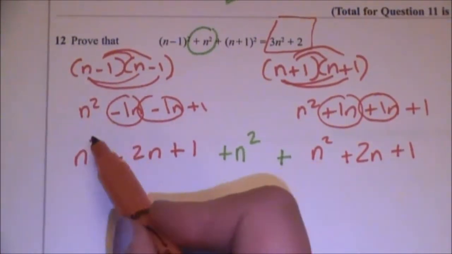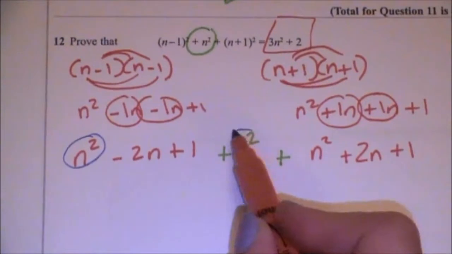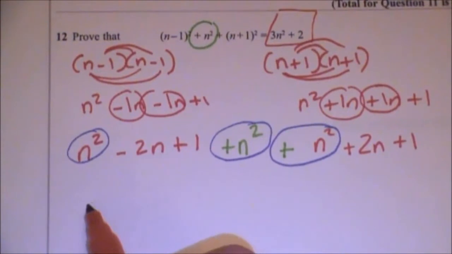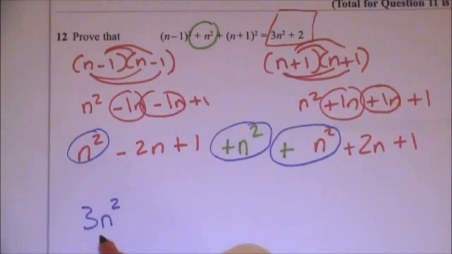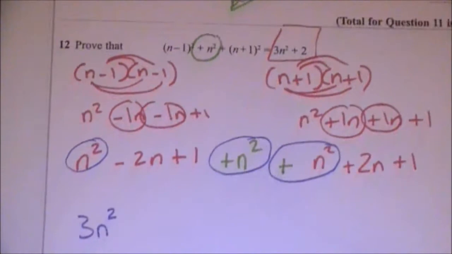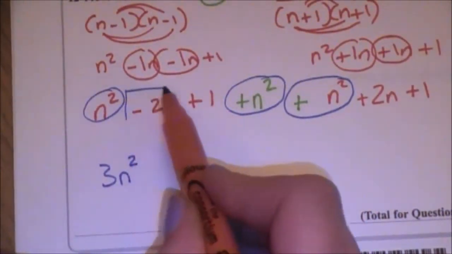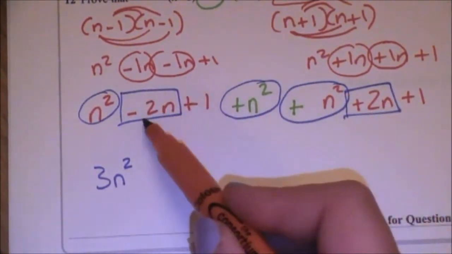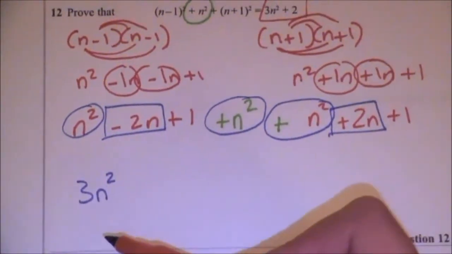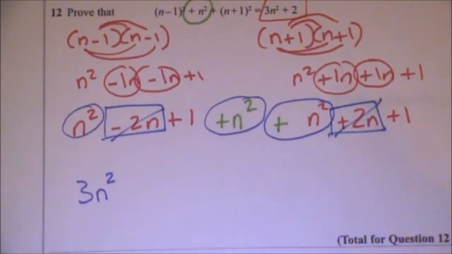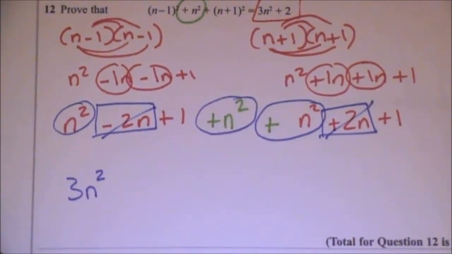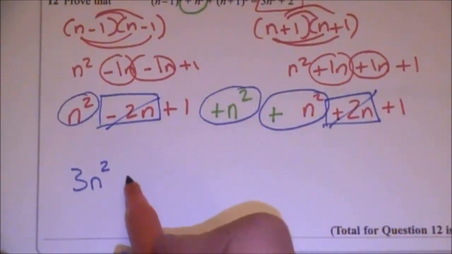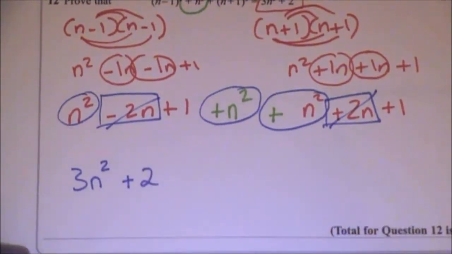Alright, I've got an n squared and another n squared and another n squared. So I've got 3n squared. So far, so good. Now let's look at the n's. I've got a negative 2n and I've got a positive 2n. A negative 2n, add 2n leaves you with no n's. So they cancel each other out. They've gone. And then left with just numbers on their own, I've got a positive 1 and a positive 1. So together I've got a positive 2.